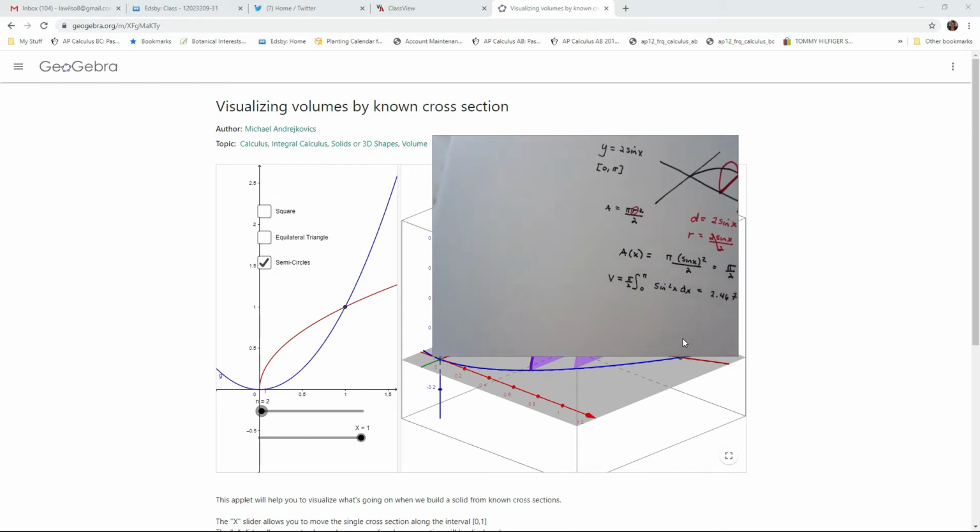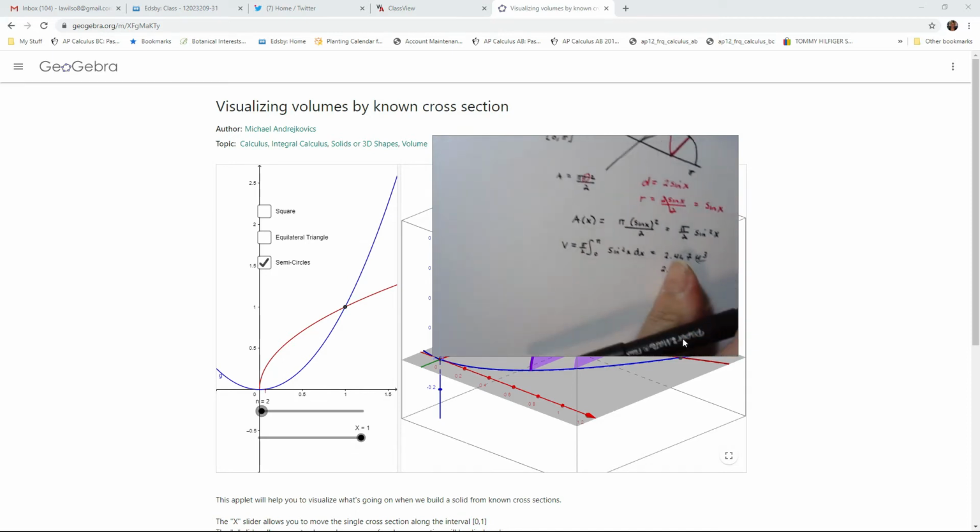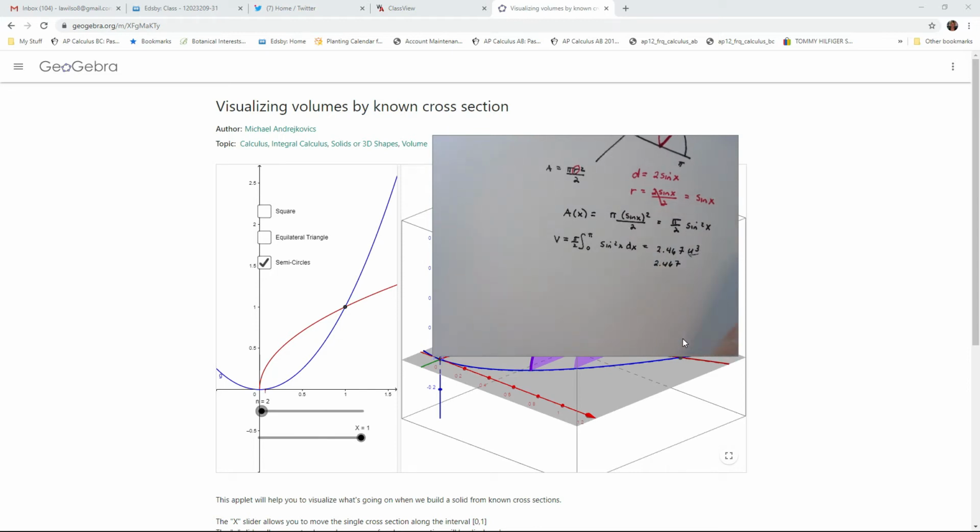Now again, as I said in the last video, they gave us units in inches. So following with the example, if AP does not give you units, you don't have to include units. But if they give you units, then you need to include them. Since this is volume, it would be cubic inches. So the volume is approximately equal to 2.467 cubic inches, remembering that you have to round to 3 places past the decimal with AP.